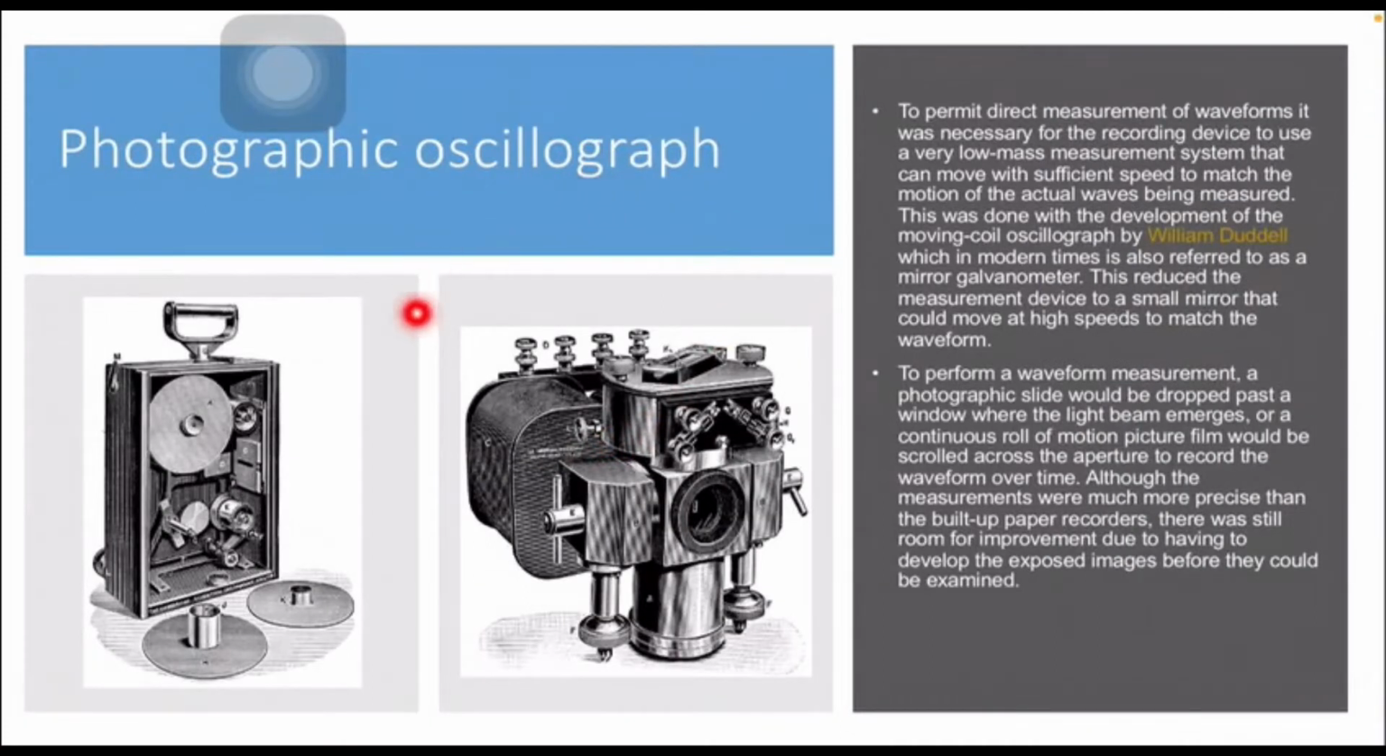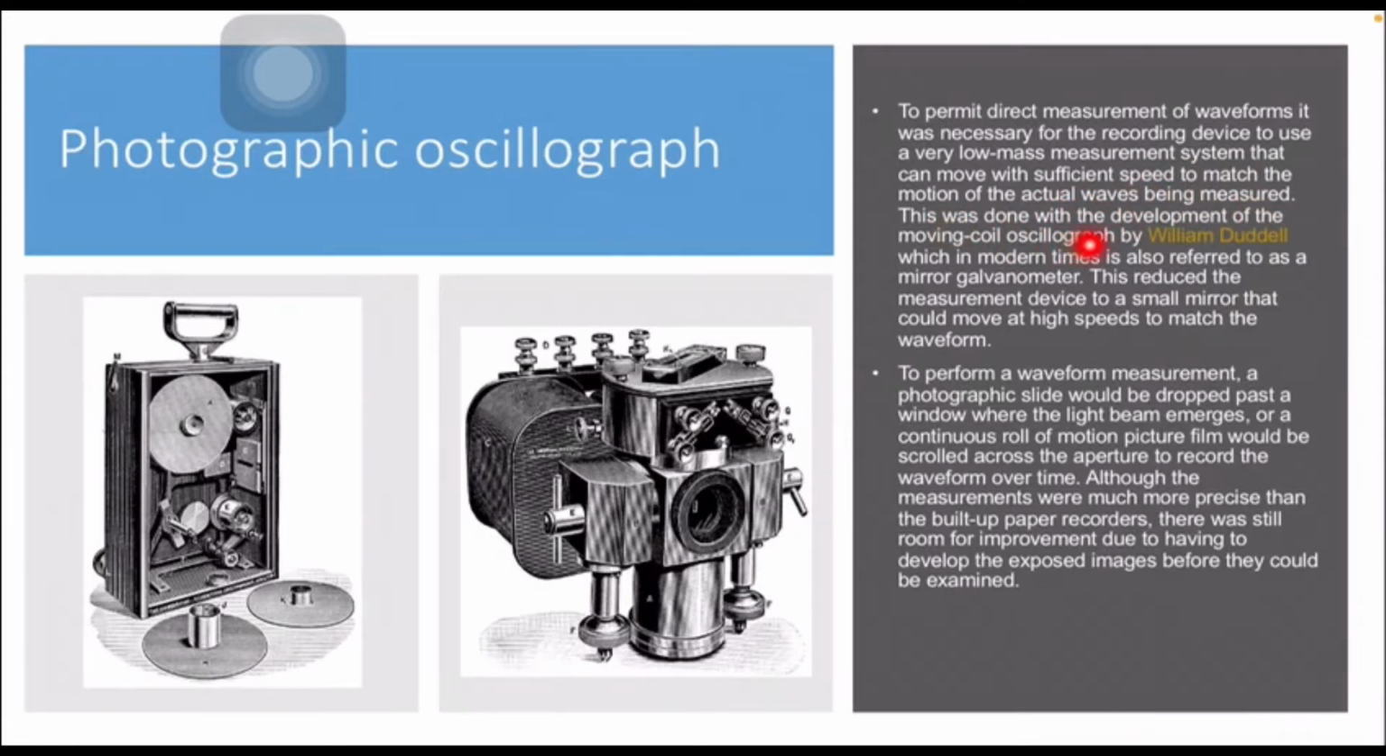After the automatic paper-drawn oscillogram, the photographic oscillograph was invented. It was proposed to permit direct measurement of the waveform. It was necessary for the recording device to use a very low mass measurement system that could move with sufficient speed to match the motion of the actual wave being measured.